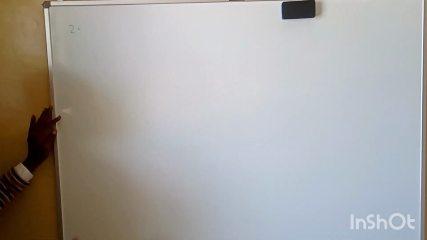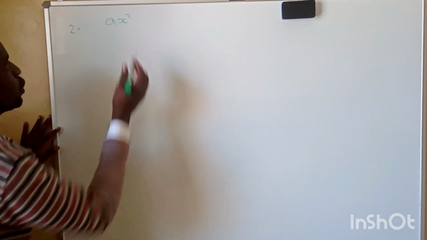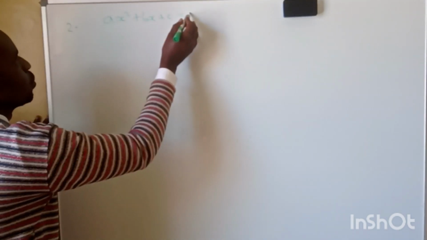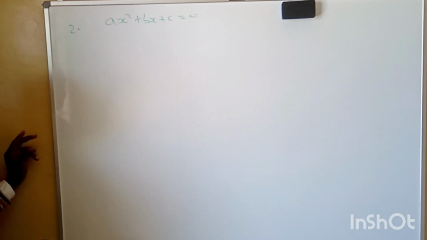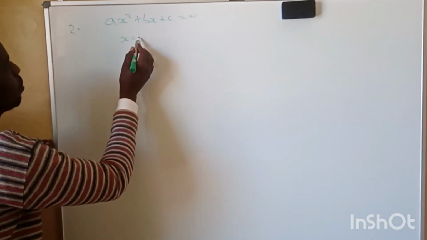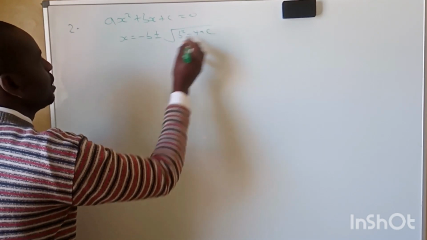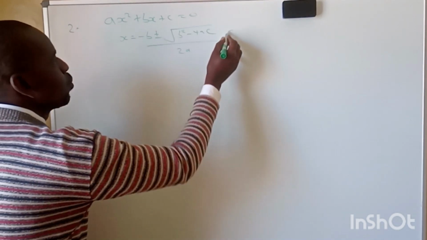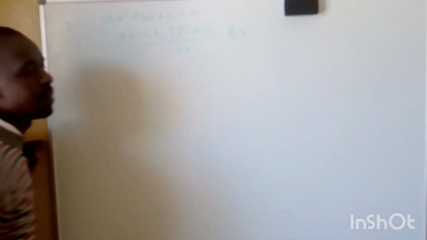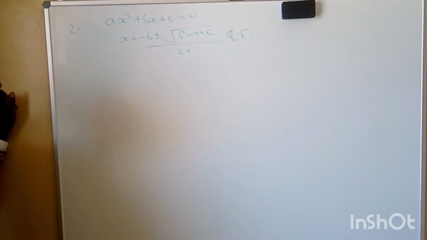So number 2 was that you are given the quadratic equation ax squared plus bx plus c is equal to 0, and we are asked to prove or make x the subject. Prove that x is equal to negative b plus or minus the square root of b squared minus 4ac all over 2a. So this is the quadratic formula. Remember, that's the quadratic formula. You can also use that formula to solve any quadratic equations. So we want to make x the subject from that initial equation.